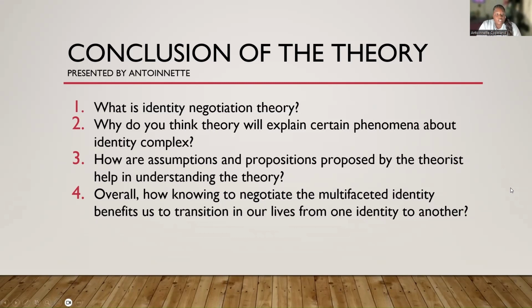Number 2, why do you think the theory will explain certain phenomena about identity complex? This theory gives other ways during interpersonal communication that are followed by identities: conflict, culture, negotiation, and more. For example, it's when communicating with each other and agreeing on something together.